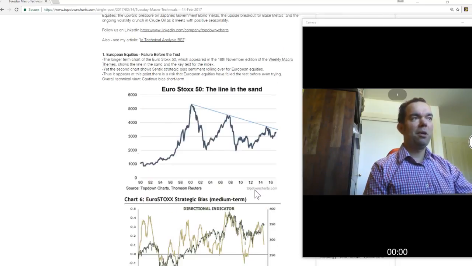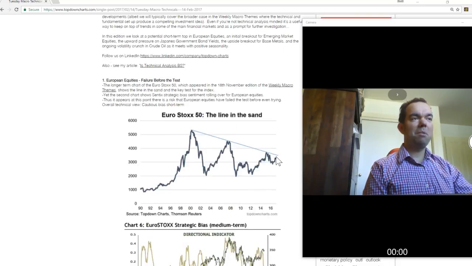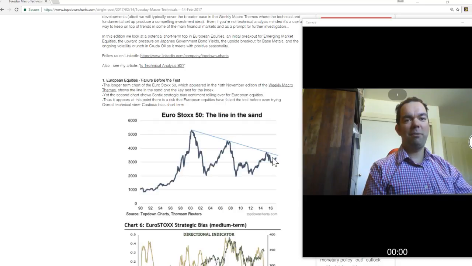So you've got to listen to price and see what price is telling you, but at this point it almost looks like the Euro Stoxx has failed the test before they even sat down to take it. So you've got to look at other factors, but this is probably the key line in the sand that investors need to be looking at.